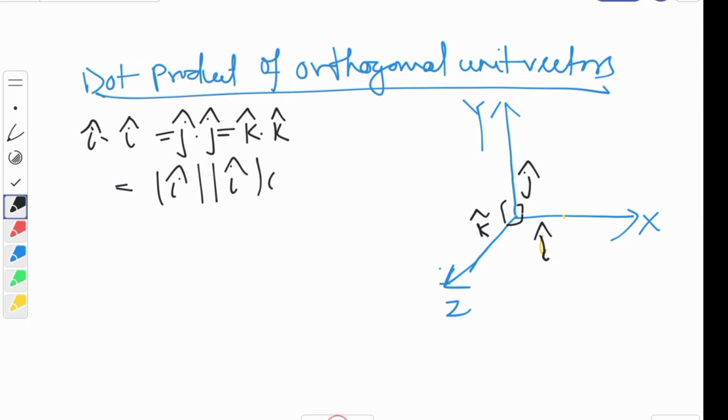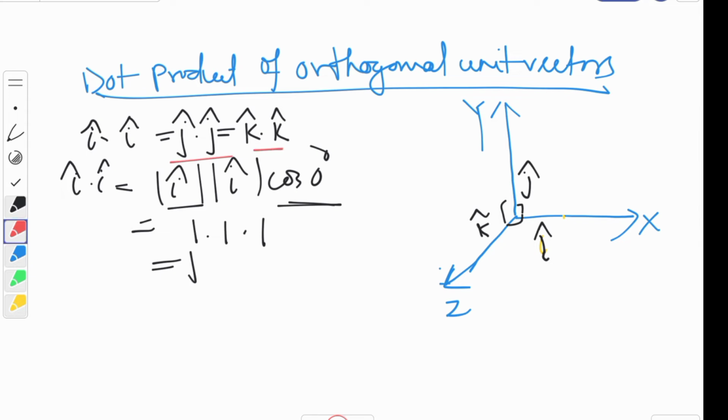You can say cos 0 degree for I cap and I cap. So the magnitude of this is 1, this is 1, and cos 0 is also 1. So that means 1. Similarly for j and k, it will be 1 only. Is it clear? That means if you take the dot product of a unit vector with itself, the value will be 1.